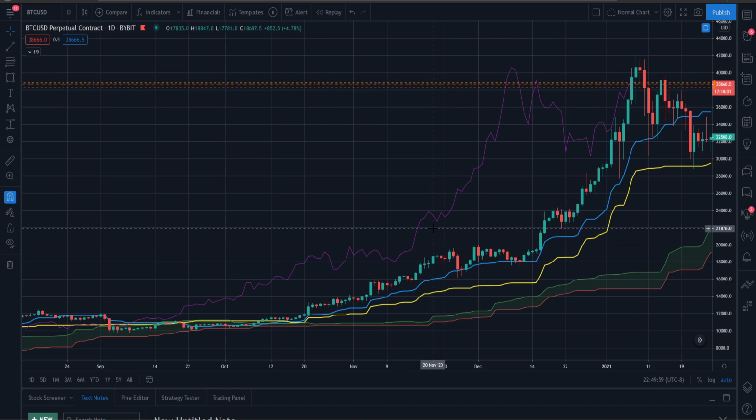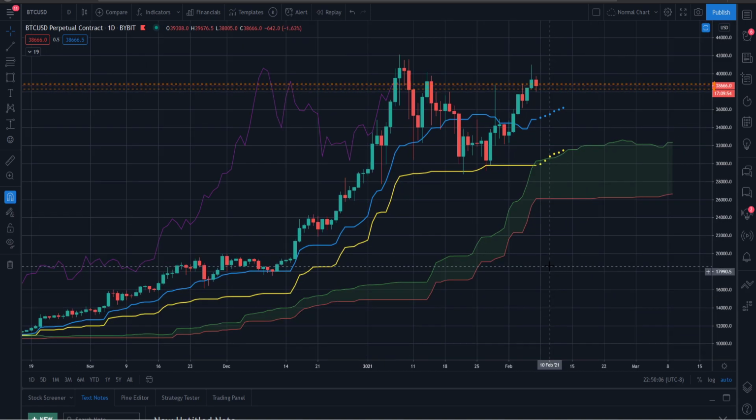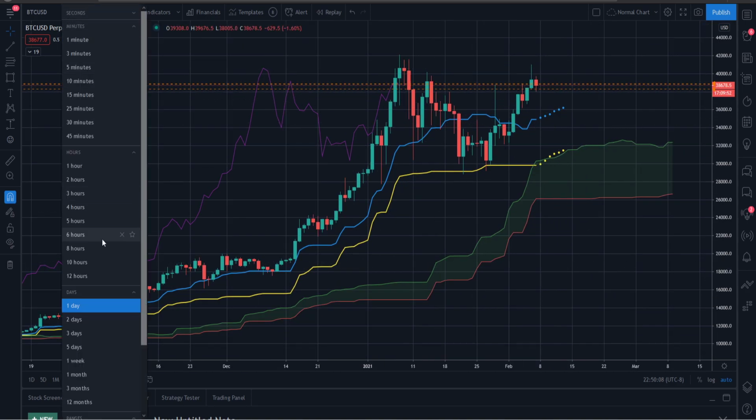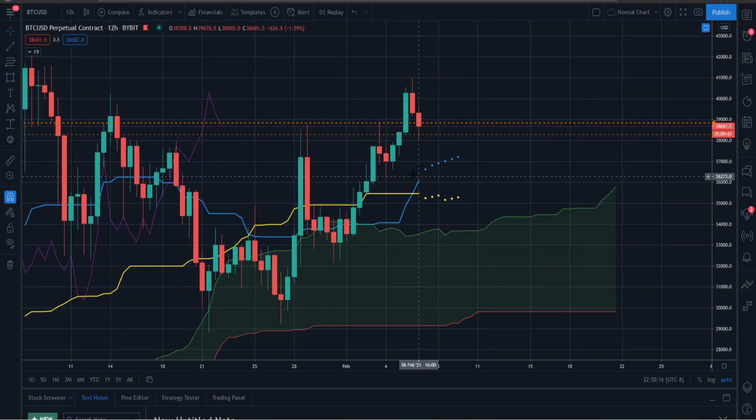Okay. Now you fast forward to today's chart and why this is relevant. So this is the daily time frame. If you go down to a 12-hour, which I really like for Ichimoku, I use this quite extensively. You can see right here, literally today, what do we have? So we have your blue Tenkan crossing your yellow Kijun right here. So this is a bullish TK cross.